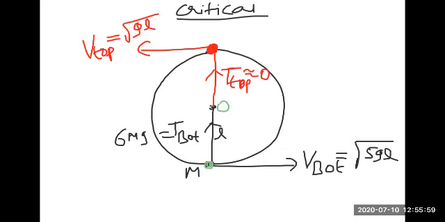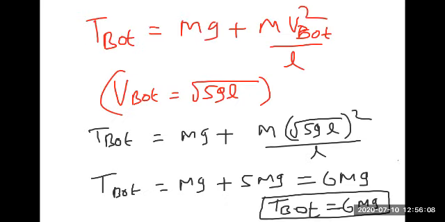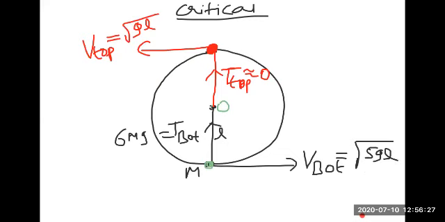Let us check the previous slide, what we have here. We have the law of conservation of energy. After that, we got the tension at bottom expression as 6 mg by substituting root 5 gL in the place of V bottom. So now, these are the conclusions we made for velocity at bottom, velocity at top, tension at bottom, and tension at top.